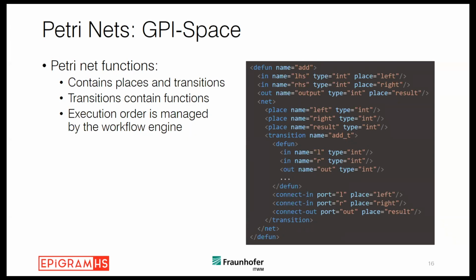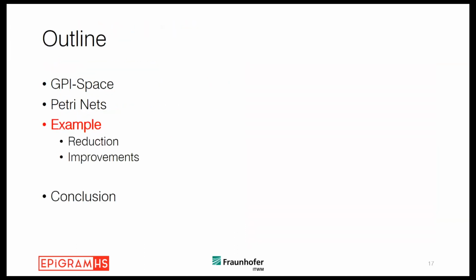Those functions are not limited to expression functions or module functions. It can, in turn, also contain another PetriNet. So those 3 are basically the basic building blocks of PetriNets in GPISpace. So a lot of information, and I figured the best way of actually showing this is via an example, which we'll have in the next section.